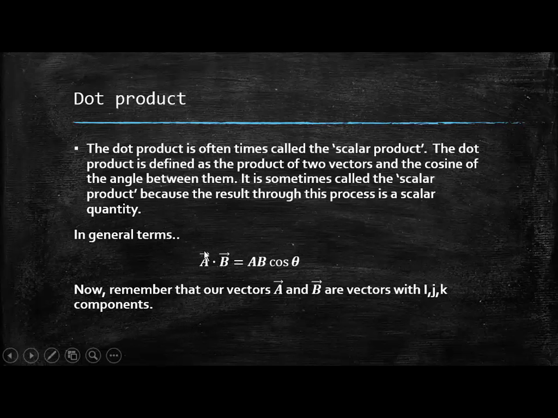So if we have these two vectors here, A and B, and we wanted to get the dot product of them, that would be equal to the magnitude of the vectors times the cosine of the angle between them. And remember that when we're talking about these vectors here, we're talking about vectors with ijk components.